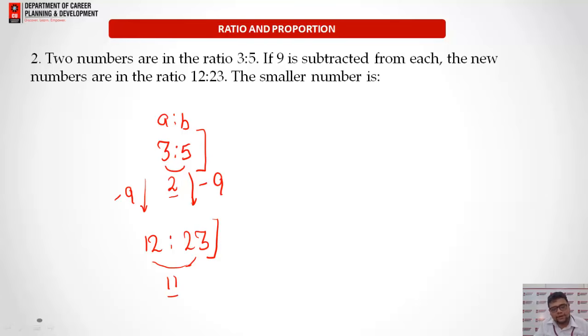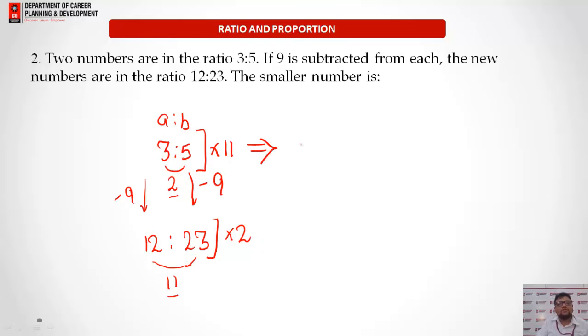So LCM is 22. So 22 divided by 2, that is 11. So multiply this part by 11. Here 22 divided by 11, that is 2. So multiply this part by 2. This will make your difference the same.